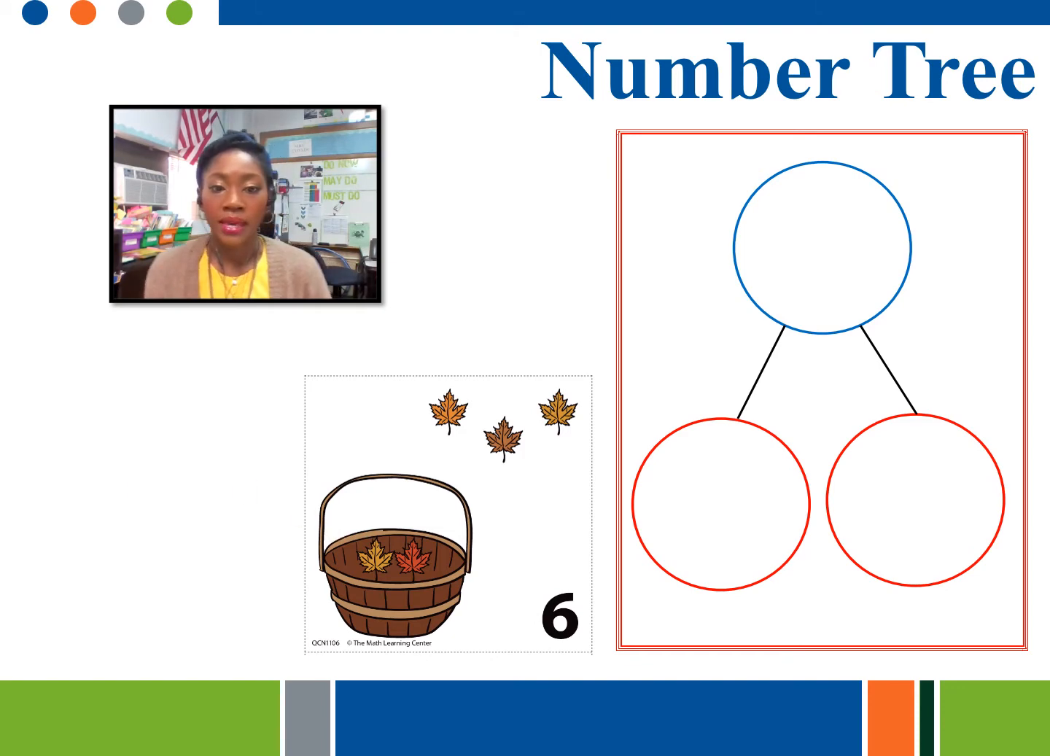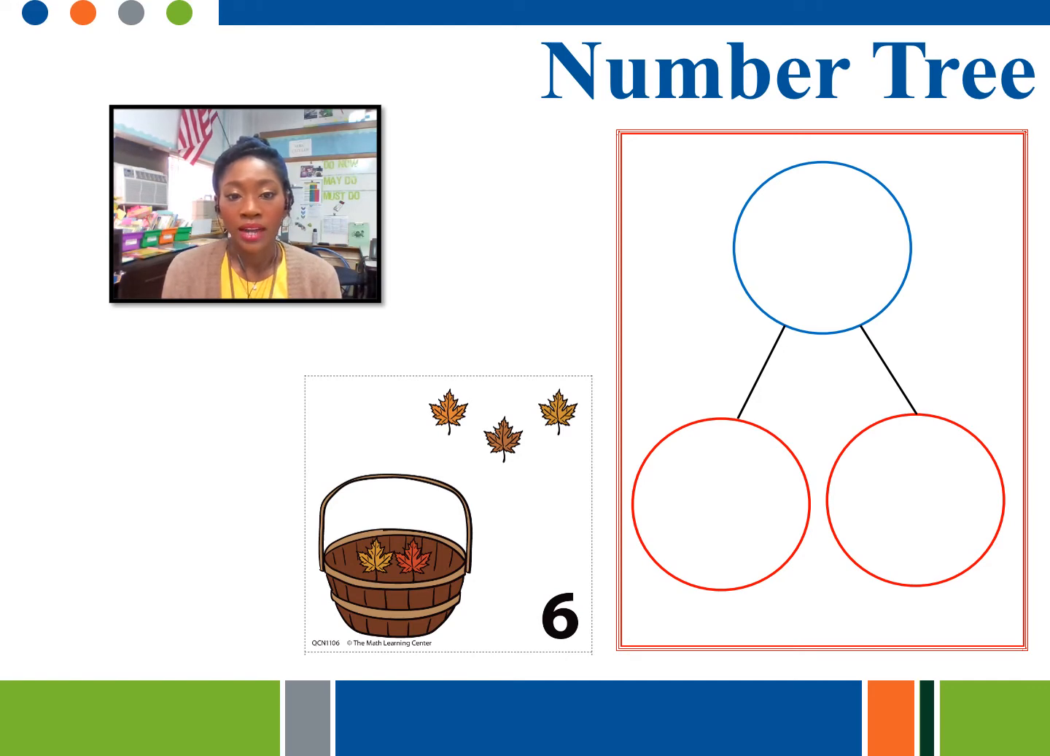And we know we can make a math story to represent this picture. So we could say, Miss Kyler was taking a walk. She picked two leaves and put them in her basket, and she saw three more leaves on the ground. How many leaves did Miss Kyler see?